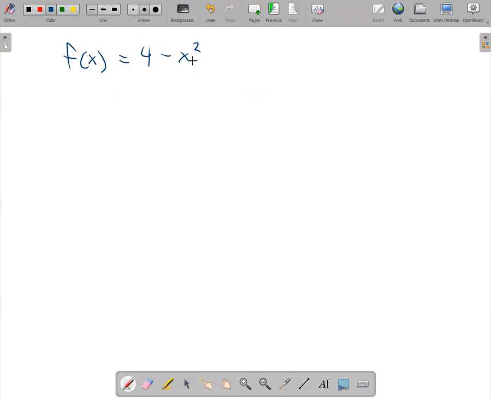This one here, if you plug in 0, is going to have a y-intercept of 4. So if I start making a quick sketch of this, let's go up 1, 2, 3, 4 there, and let's go to 1, 2 there.